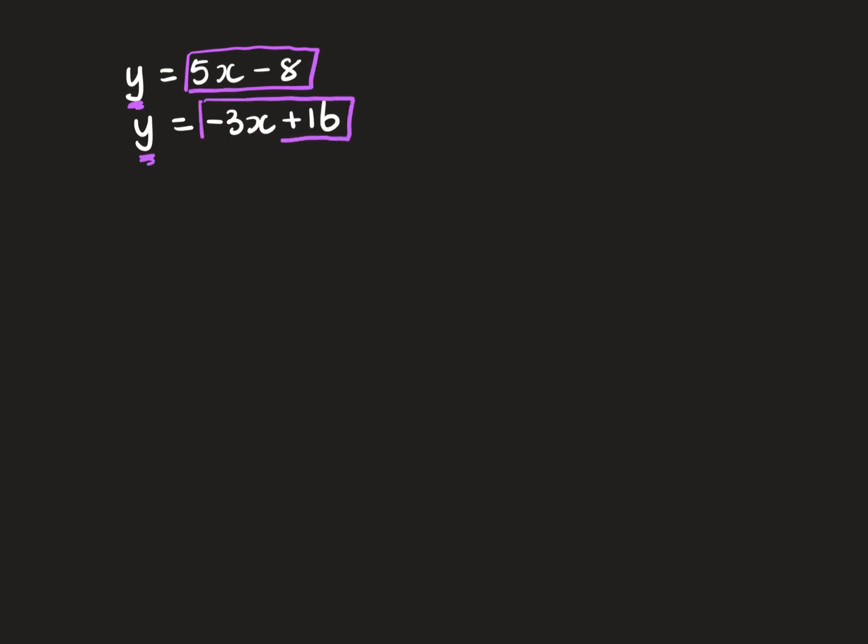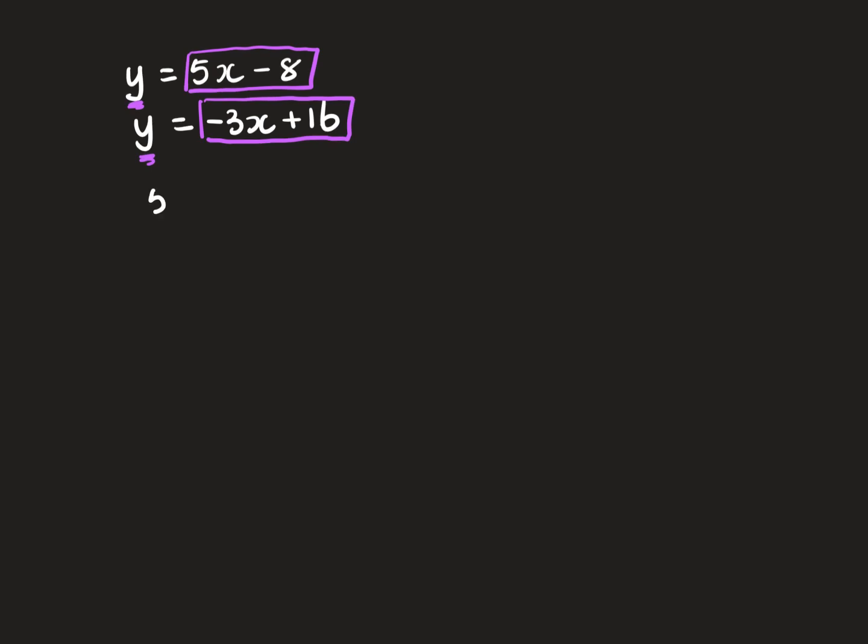Here's one for you to try. Notice that what we've got is y is equal to this and y is equal to that. If y is equal to this and y is equal to that, then this must be equal to that. Press pause and solve the problem.